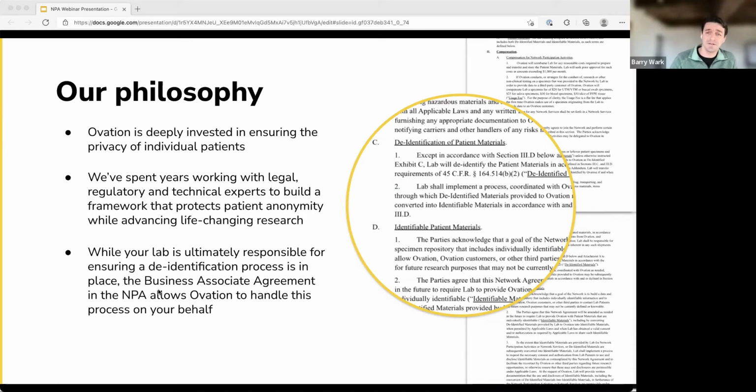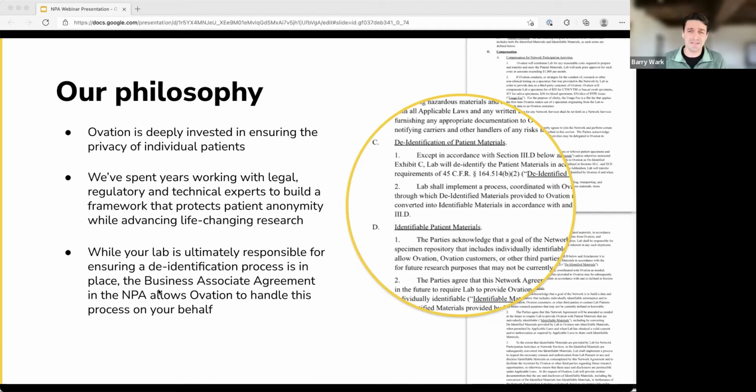That's why we're asking your lab to execute a business associate agreement, Exhibit C of the NPA, with us. That BAA allows us to handle the de-identification process on your behalf of information before it's stored in our database, and to de-identify patient specimens before they're stored in our biorepository.